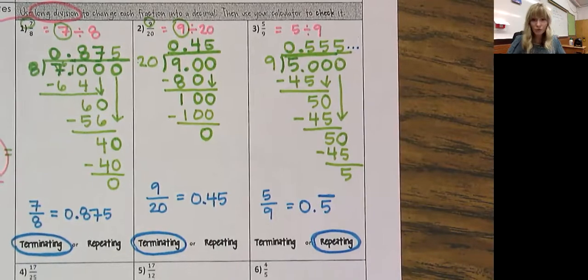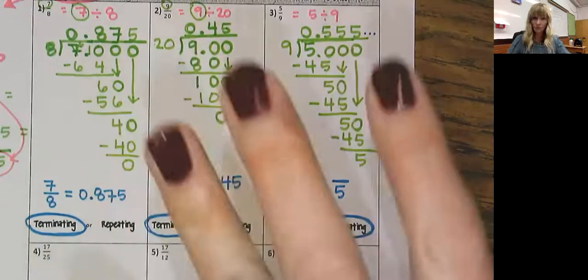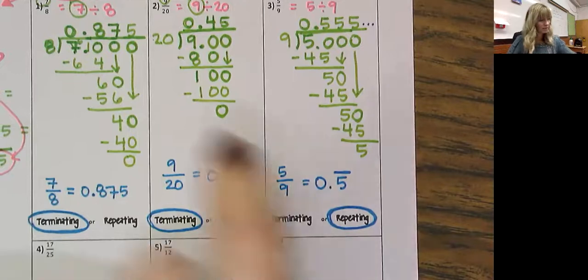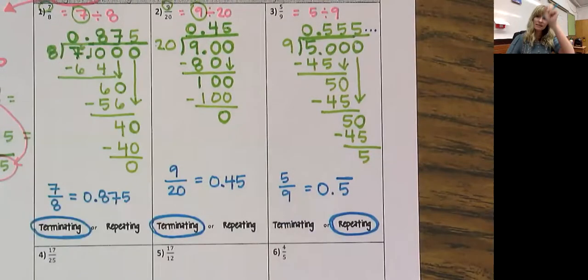I want you to try that same process on 4, 5, and 6. Show yourself in pink what the division problem is, set it up as a long division, find the equivalent decimal and tell me if it terminates or repeats, and then come back and see how you did. So everybody pause and try right now.